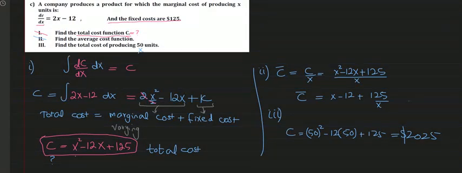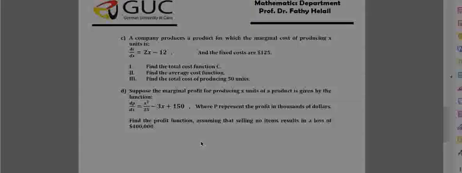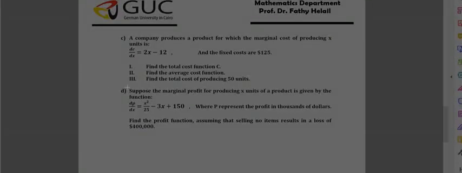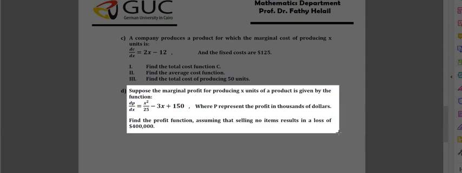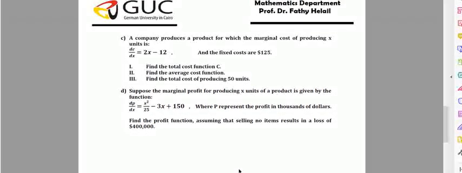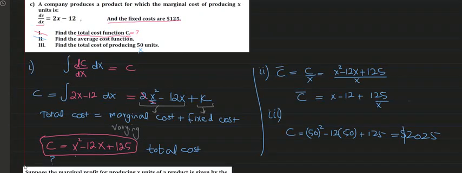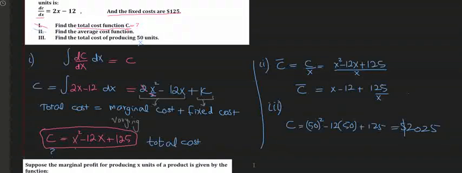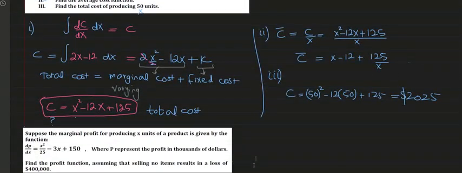And then we have another word problem. Suppose the marginal profit for producing X units of a product is given by that function. That's the marginal profit. We know that the word marginal denotes a derivative, and also it's given as d by dx. So it's very obvious that it is the derivative, right?